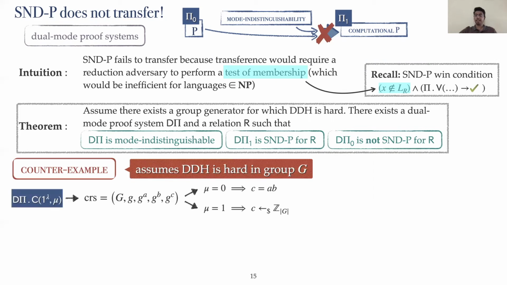The dual mode CRS generation algorithm generates the common reference string in two different ways based on the value of mu. From this, it is easy to see that the mode indistinguishability follows directly from the DDH assumption in the group.